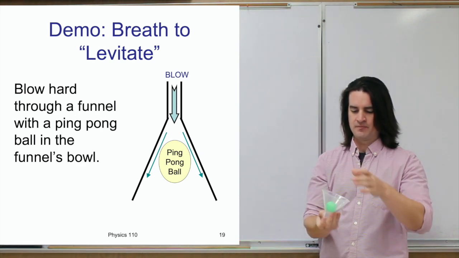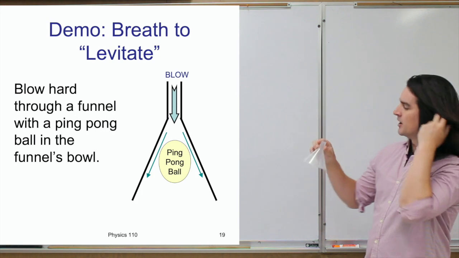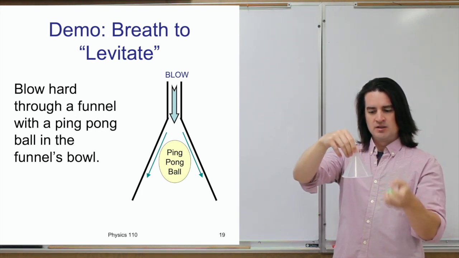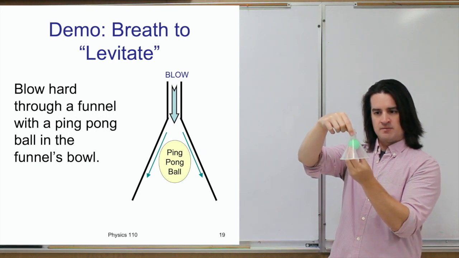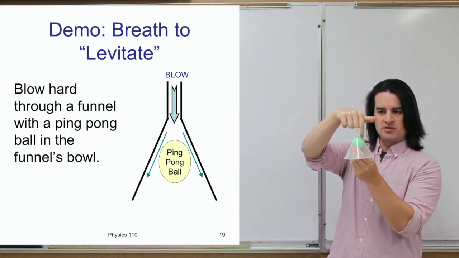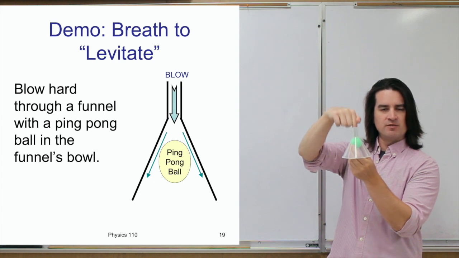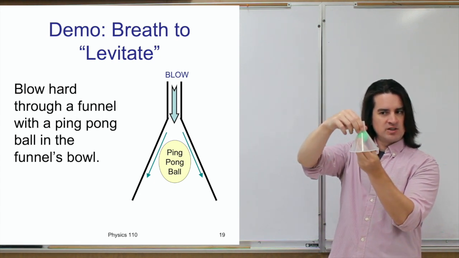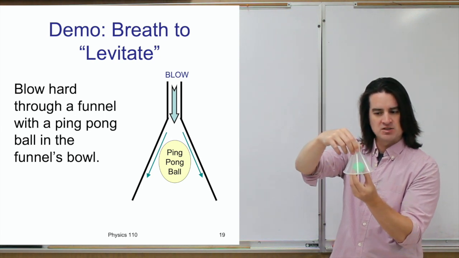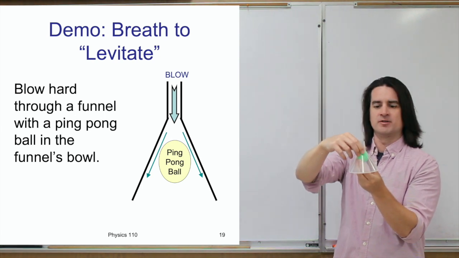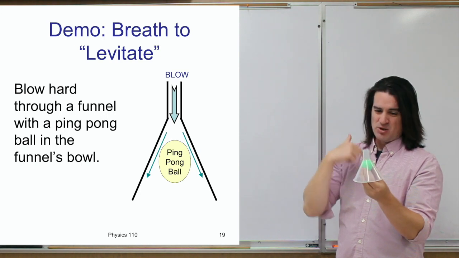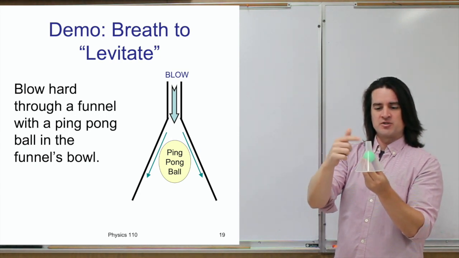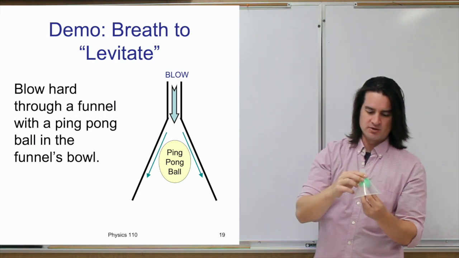However, if I blow very strongly into this funnel while the ping pong ball is sitting in it, that's going to lower the pressure of the air above the ping pong ball. The pressure from below is still about atmospheric pressure, so the net effect is a force pushing that ping pong ball upward. And if I can blow hard enough, the force from the difference in pressure is enough to counter the gravitational force.